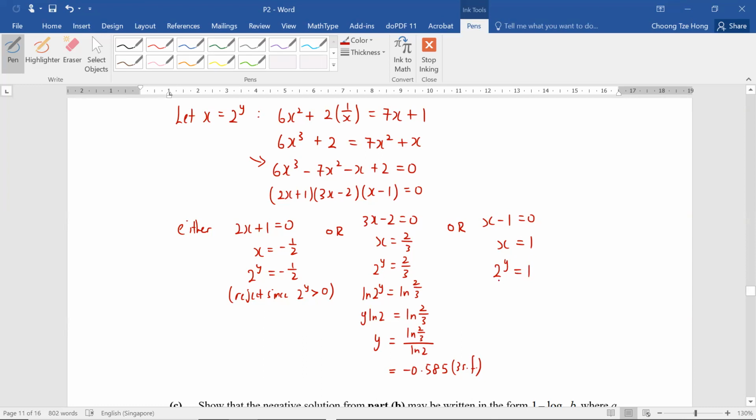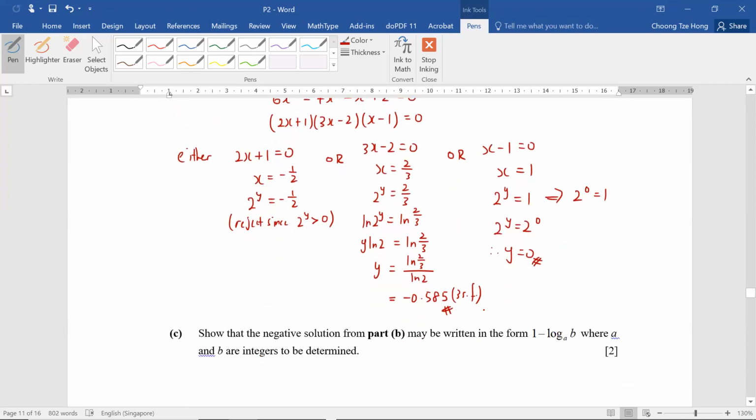2 power y is 1. So 2 power y will be 1. So anything power 0, right? Anything with power to 0 will become 1. So y will be equal to 0, because 2 power 0 is 1. Maybe I should write it this way. So 2 power y is equal to 2 power 0. Therefore y is 0. Okay, so we solve this part.